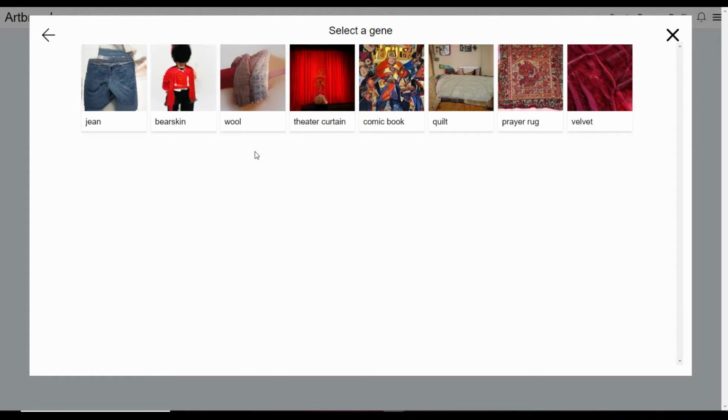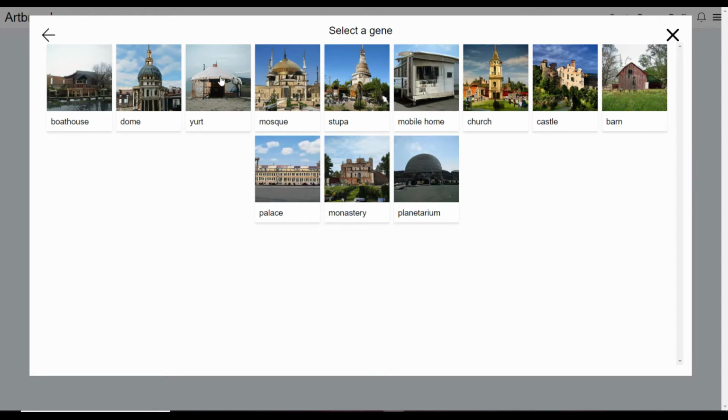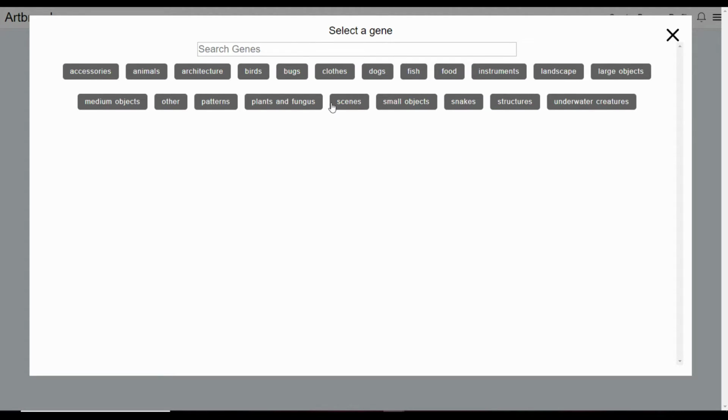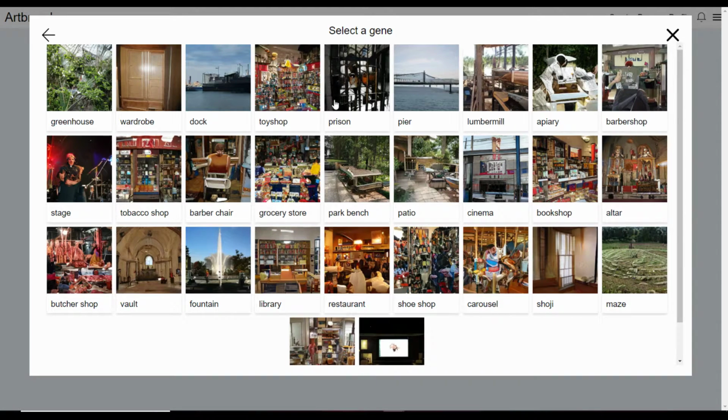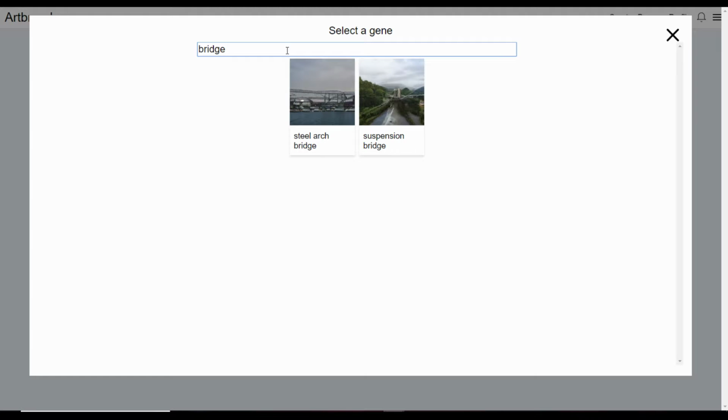Patterns. I don't know that I would call comic book a pattern, but okay. I don't know that I'm going to be able to find a road of any kind. I think the closest I'm going to get is something like a bridge or a pier, or let's just go with a steel arch bridge.